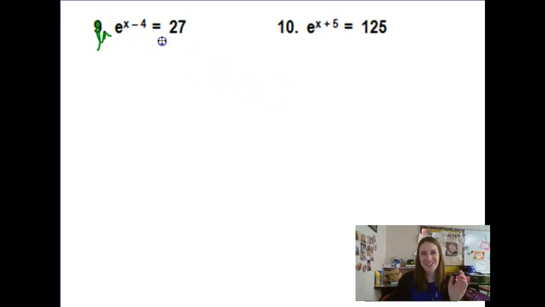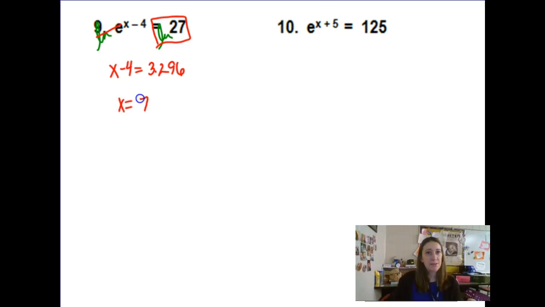So I'm going to apply a natural log to both sides of the equation, and then it must be like my birthday because it cancels, and then the x minus 4 drops down. Now the natural log of 27, this is just something I'm going to need to type in. I have no idea what that is. It's 3.296. And then if we add 4 to both sides, we get x equals 7.296.